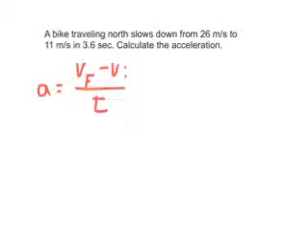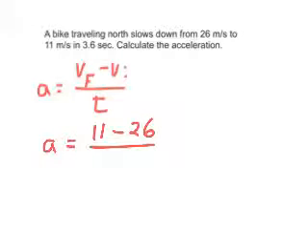Here's the third example. Once again, you check your units first. You're slowing down from 26 meters per second to 11 meters per second. Those need to be in the same units, if not, convert them. The issue in this problem is we're slowing down, so what do we do with that? Well, the acceleration is v sub f, in this case, v sub f, the final velocity is 11 minus 26. Those are both meters per second, so we're good there. And the time is 3.6 seconds.